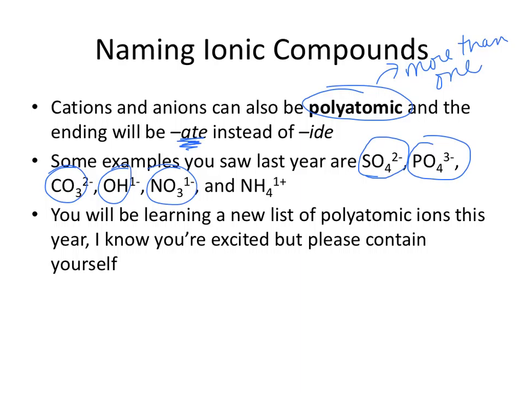OH is the one exception to the "ate" rule. There's always got to be exceptions in chemistry. This one is called hydroxide. Don't ask me why it's not an "ate," but they did make that one an "ide." And then NO3 is nitrate. This one is new. We are going to have this in some of the examples that I work today, so you might want to write this down. It's called ammonium. I'm not sure if we used that in physical science, but if you have not, you will use this again this year. So you're going to be learning a whole new list of the polyatomic ions. Yeah, I know you're excited, but please contain yourself.